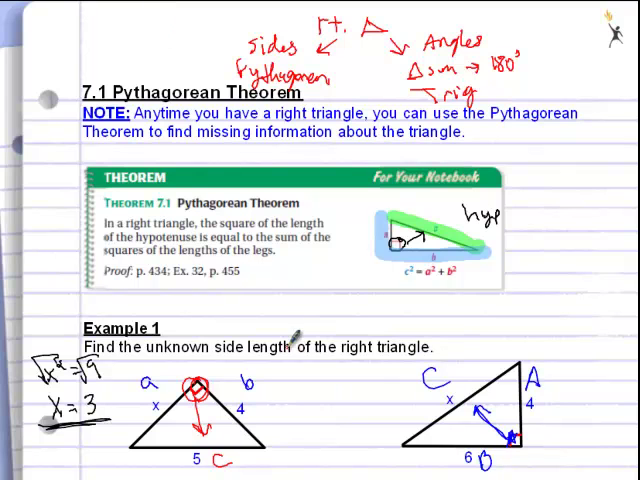Then over in between the two problems, again, I'm going to write the Pythagorean Theorem. C squared equals A squared plus B squared. Now I'm going to go through and substitute, take everything out that I have, the C, the A, and the B, and replace it with what I know.